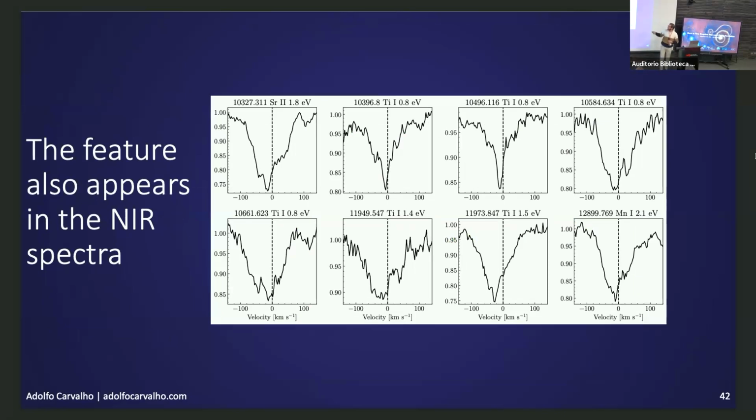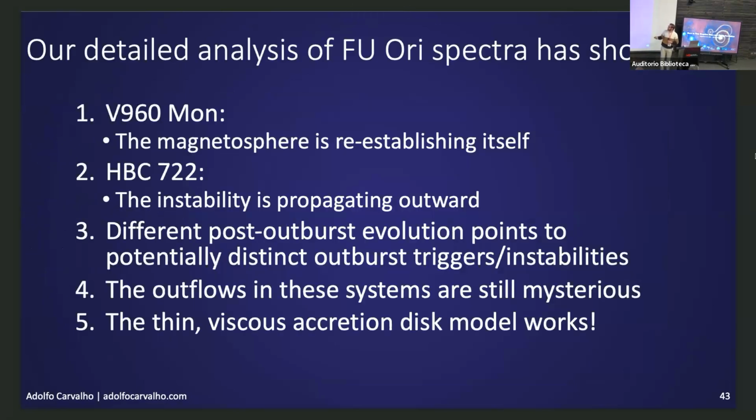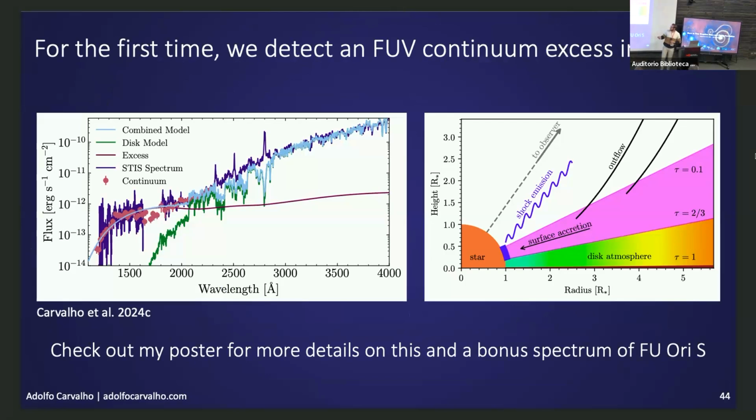So it might be high density, and that would explain why you're able to see it in all these weaker lines that typically only trace disk emission. I'm going to skip this for now.